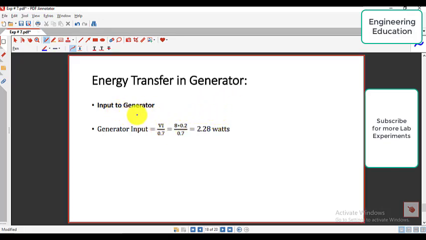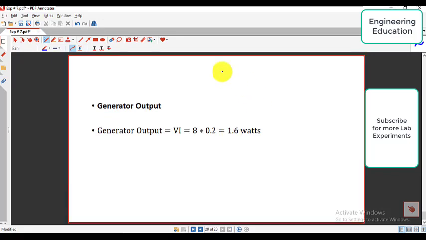So this is actually, we have calculated it. This is the generator input and this is the generator output as we discussed, 1.6 watts. This is all about experiment number 7 of power plant lab.